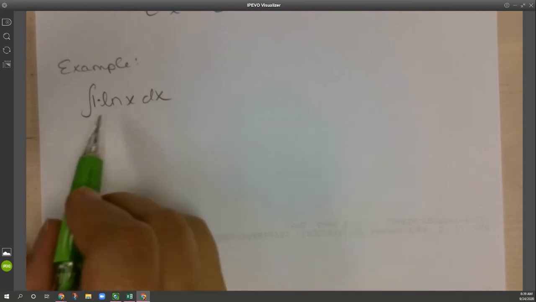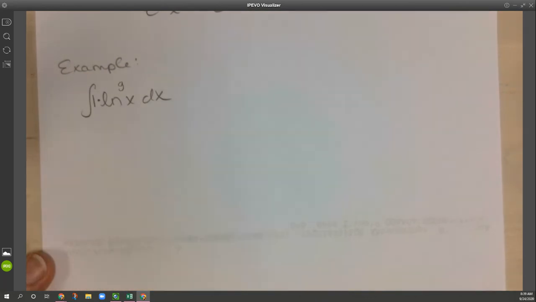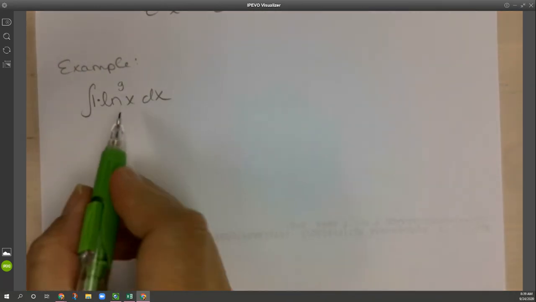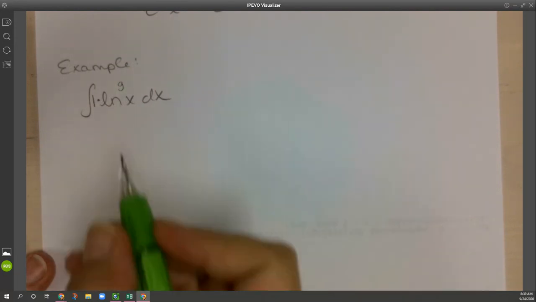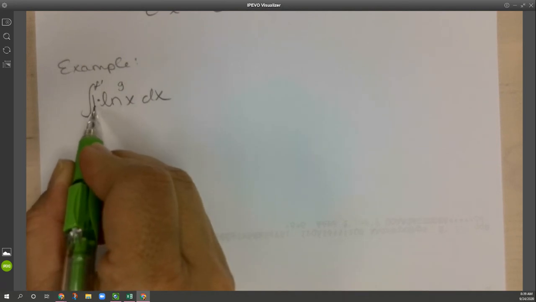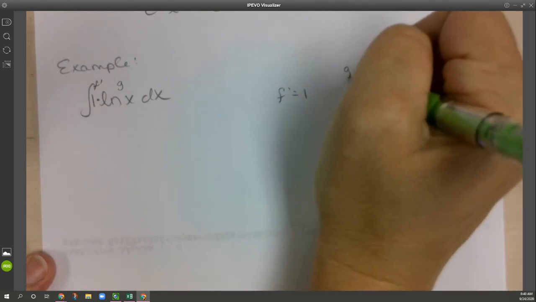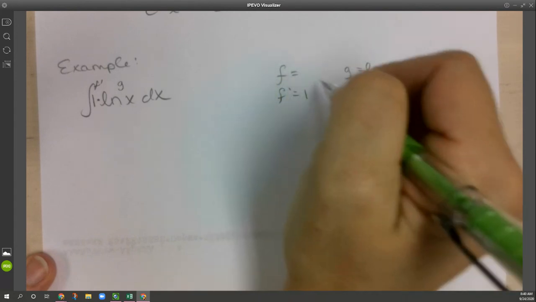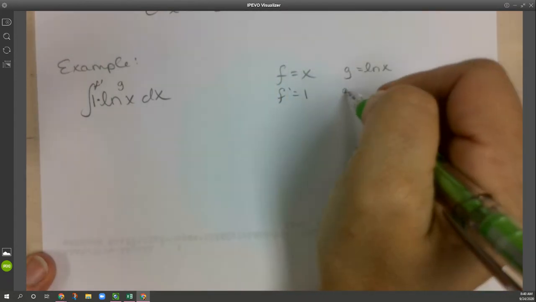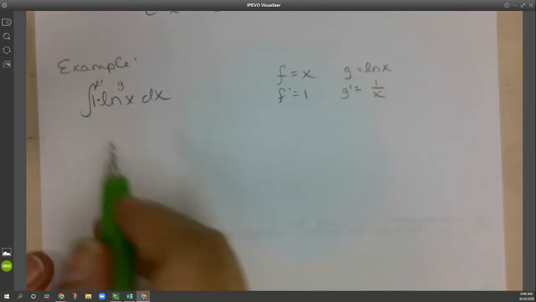I need a g and an f prime, and I want the natural log, in this case, to be g, because I have a derivative rule for natural log. So if I make that g, then I can find g prime, and then hopefully we can move on. So if that's g, then this 1 that I multiplied in here is going to be the f prime. So f prime equals 1, g equals natural log of x. The integral of f prime, the integral of 1, is x. The derivative of natural log x is 1 over x. And now let's do our rewrite.